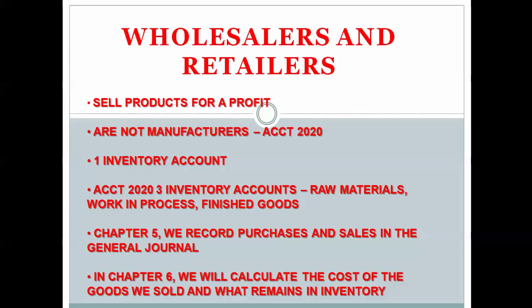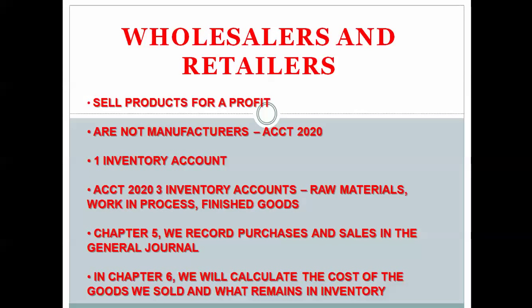In Accounting 2020, it'll be a bit different. You'll have three inventory accounts. Raw materials, those are products which a factory brings in order to convert them into finished products. Work in process, those products which are not finished at the end of the period, and so we have to allocate some cost to them. And then the finished goods, those goods which are 100% finished and ready to be sold to wholesalers and retailers.